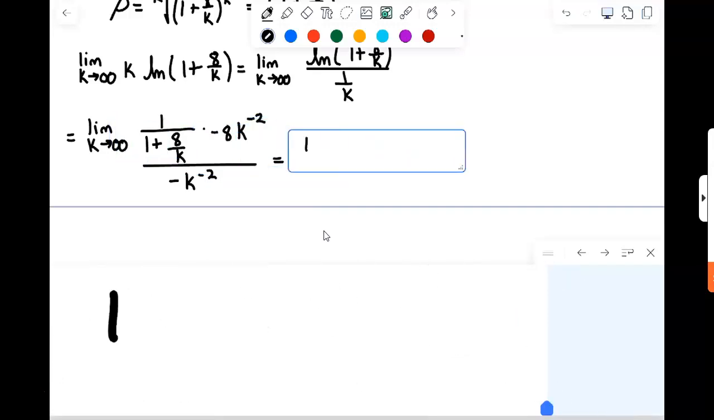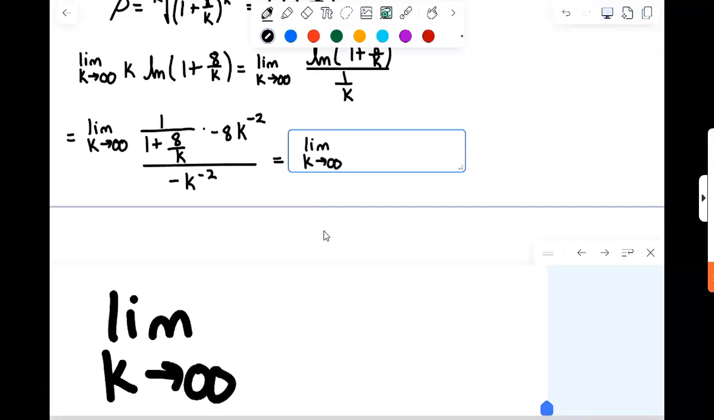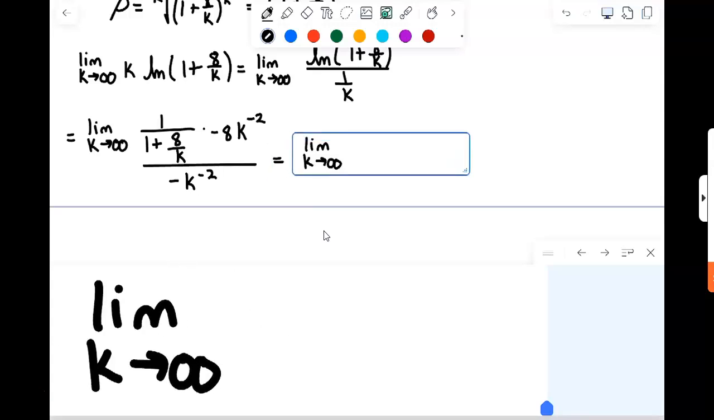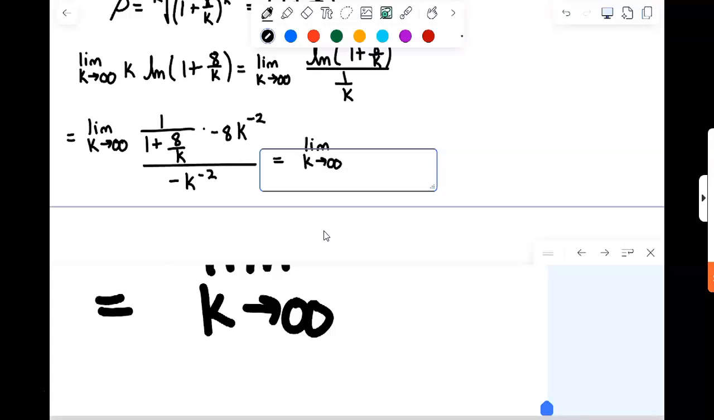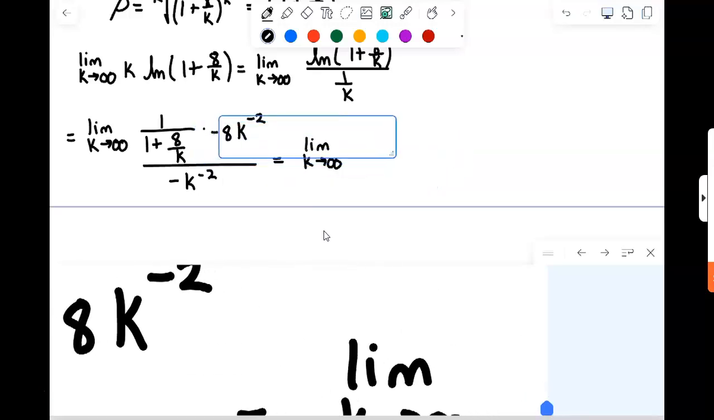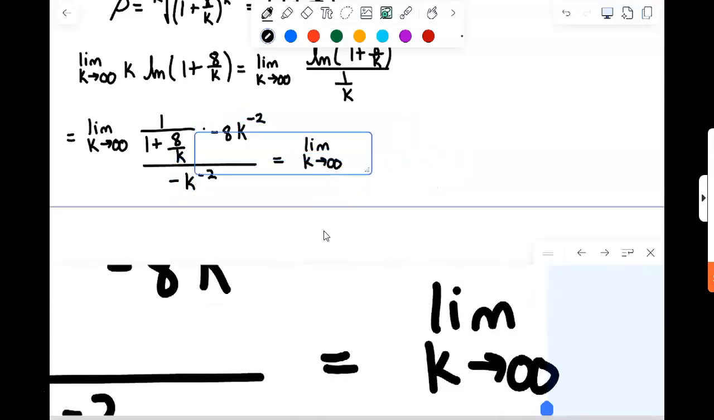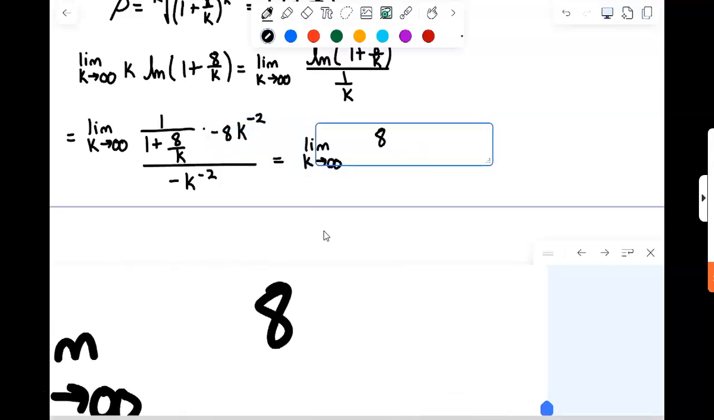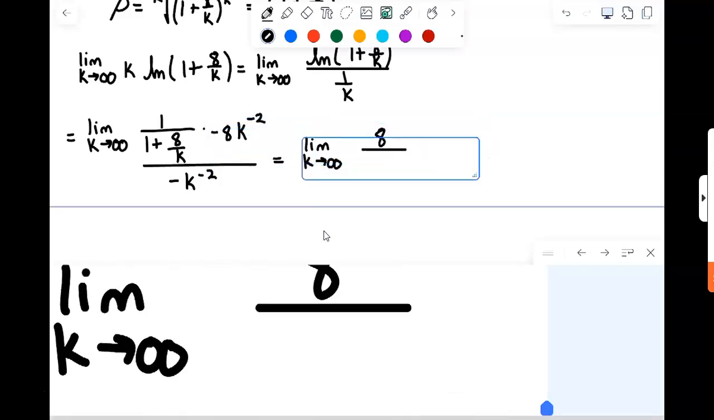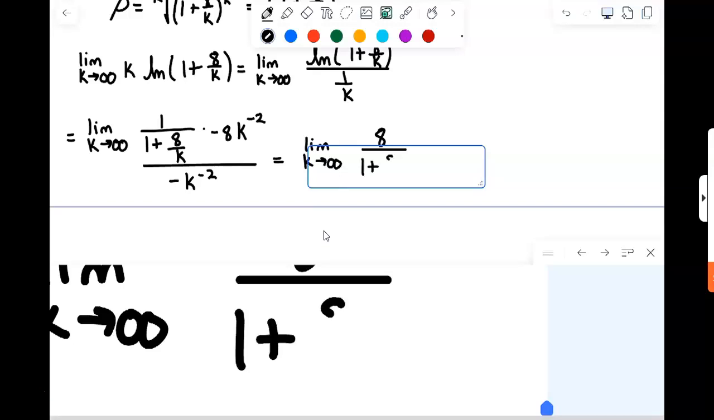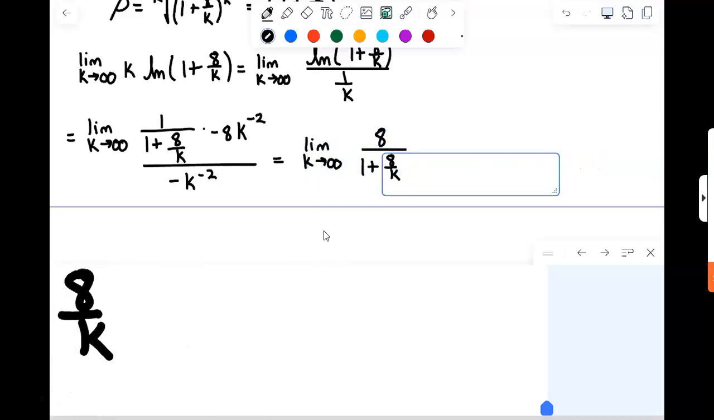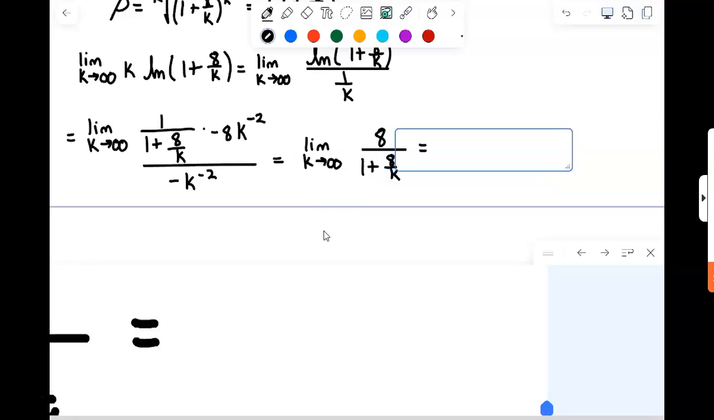And we're going to have the limit as k approaches infinity. The k to the minus seconds are going to cancel out. The negative sign is going to cancel out. We're going to have the limit of 8 over 1 plus 8 over k as k goes to infinity. Well, as k goes to infinity, 8 over k is going to go to 0. We're going to have 8 over 1. And so this is equal to 8.